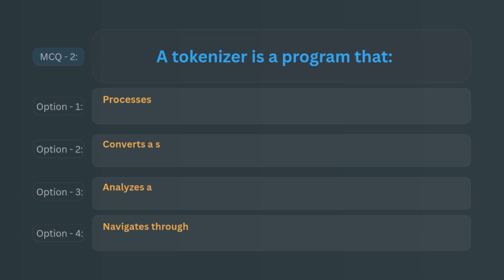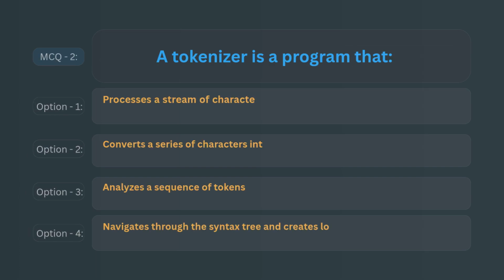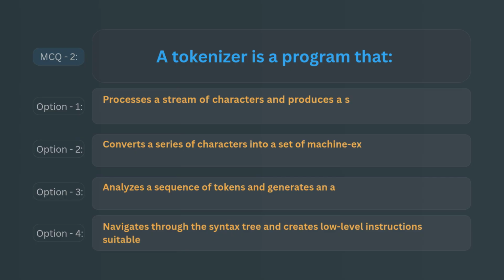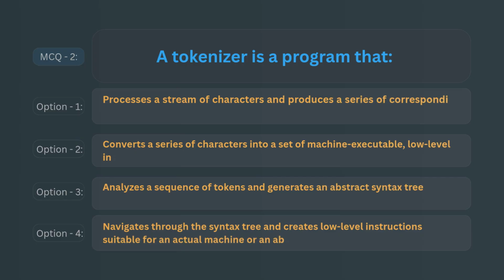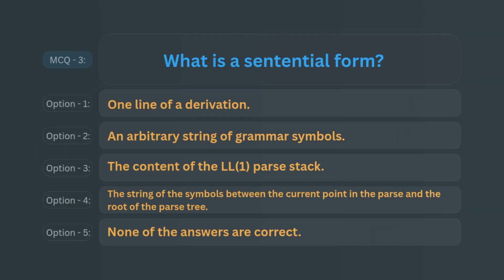This is phase 1 of compilation. It does not understand grammar, and it definitely does not execute code. Eliminate any option that sounds like high-level execution. Do not overthink the terminology here.